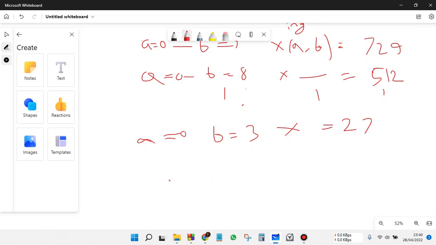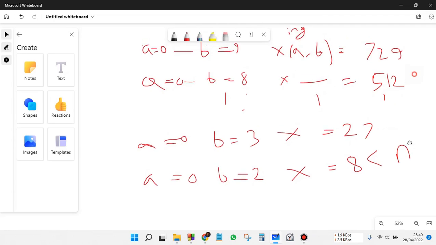When another a is equal to 0, b is equal to 2, this time x is 8. This is not acceptable because this 8 is less than or equal to n. It is not acceptable, so this time we can increase our a value.